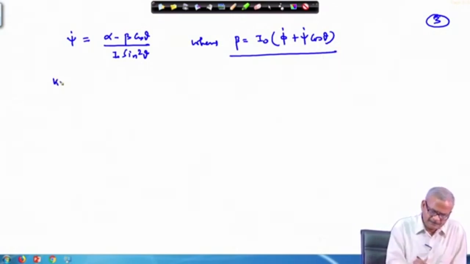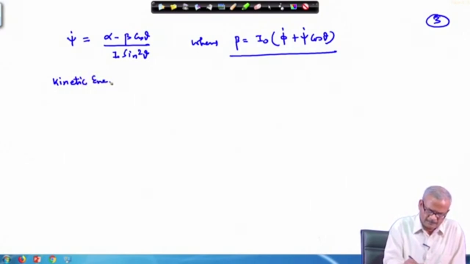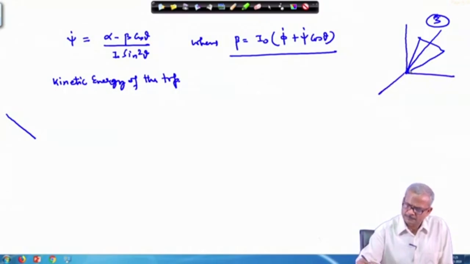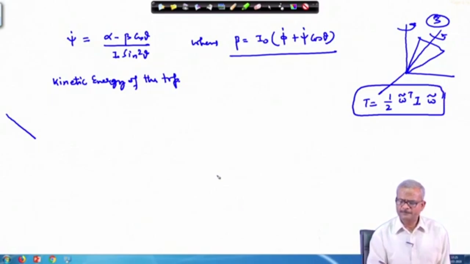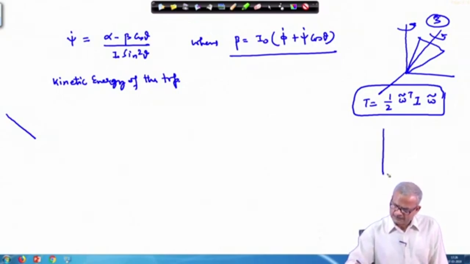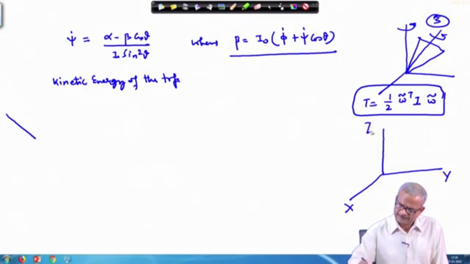Now, the kinetic energy of the top, okay, we are looking into the motion of the top. So this is spinning about this axis, then there is motion along this direction also. So already from your attitude dynamics, you know that the kinetic energy T can be written as omega tilde transpose I times omega tilde. This we have derived. Okay. This is for the simple case. So the axis we have chosen, the body axis. So this is your capital X, capital Y direction, this is capital Z direction.